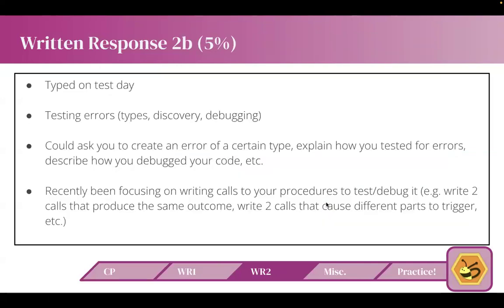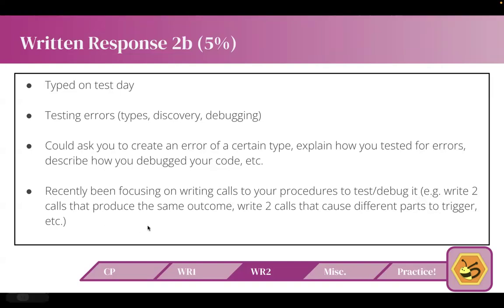So, written response 2B. This is also going to be typed on test day, and this is all going to be about the errors that your code could have, whether that's the type of error specifically, discovering the errors, how you went about debugging, how you could go about debugging, right? So they could ask you, for example, to create an error of a certain type, or explain how you test for errors, all that kind of stuff, right? So recently what I've seen is that they've been focused on writing calls to your procedures to be able to test it or debug it.